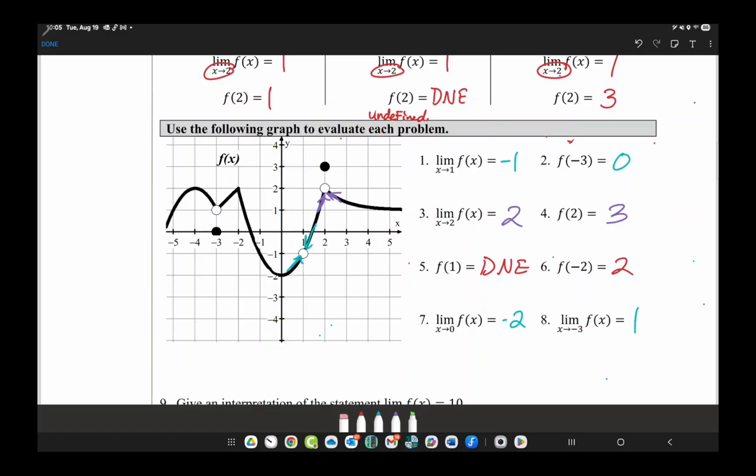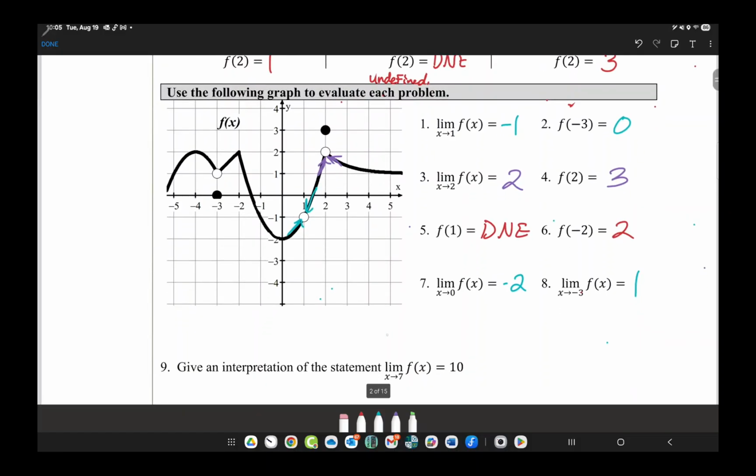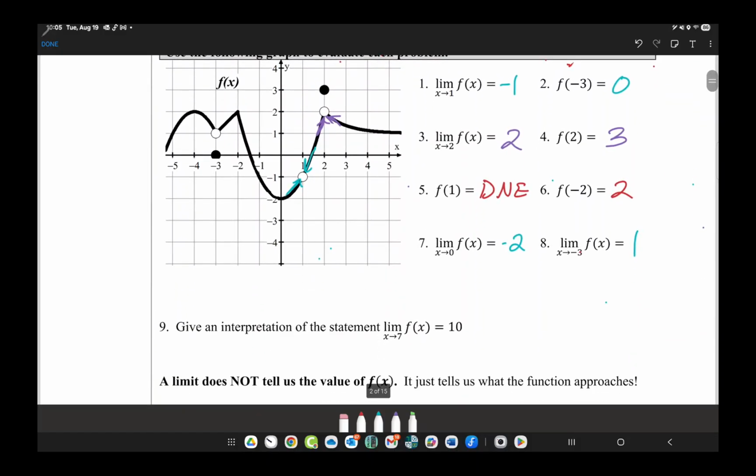Is it okay to do one if there's no actual values there? It's a limit. It's approaching. So, see, usually the hard part for people first learning limits is getting into the mindset: it's not what it equals, it's what it's approaching.